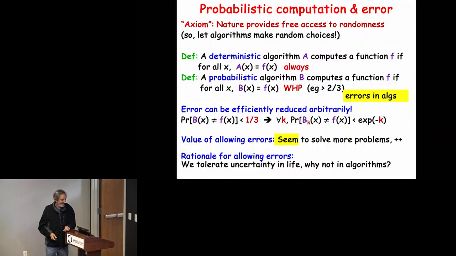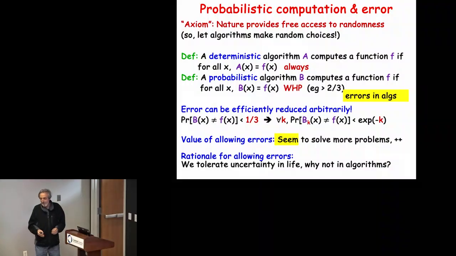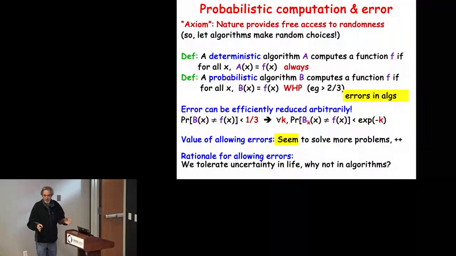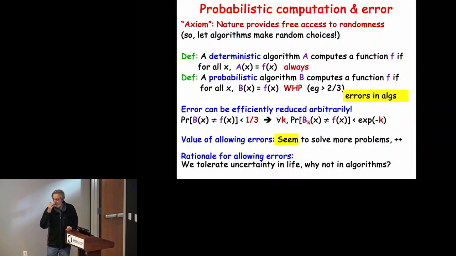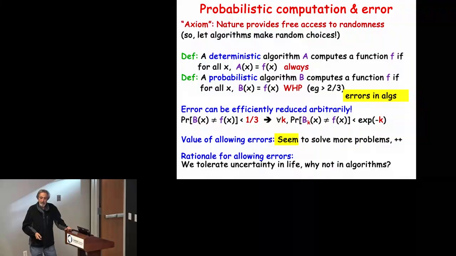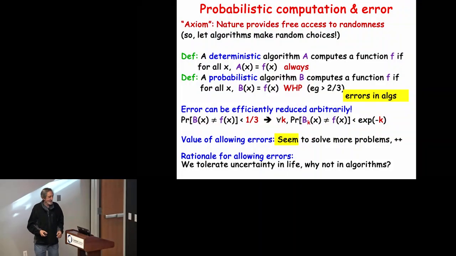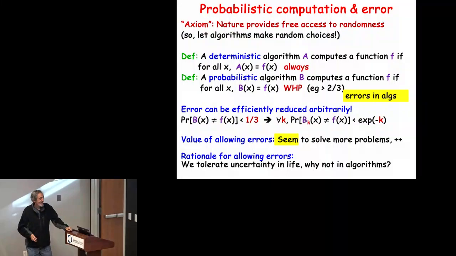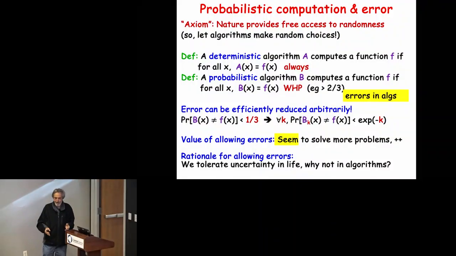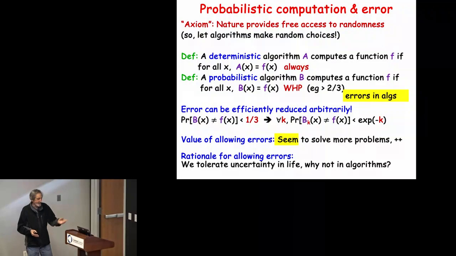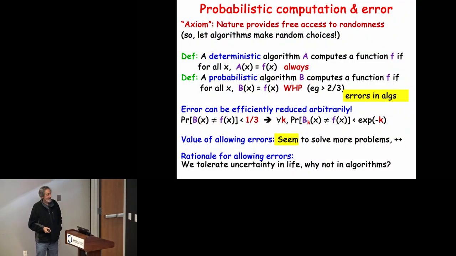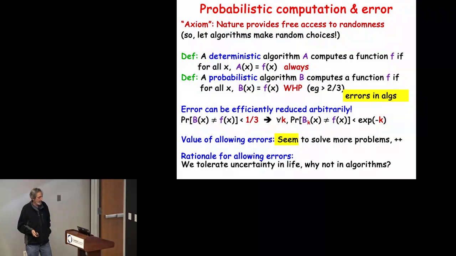What's the reason we tolerate errors? I claim that we tolerate errors everywhere. We cross the street and we are not absolutely sure we'll get to the other side. So why not allow it in algorithms? Yeah, absolutely. That's a very good point. Yeah, it happens all the time. Okay, this is actually a much better situation, right? In crossing the street, you cannot reduce the error arbitrarily. Here you can. So these are parts of life, probabilistic algorithms. We see them around us all the time and use them.